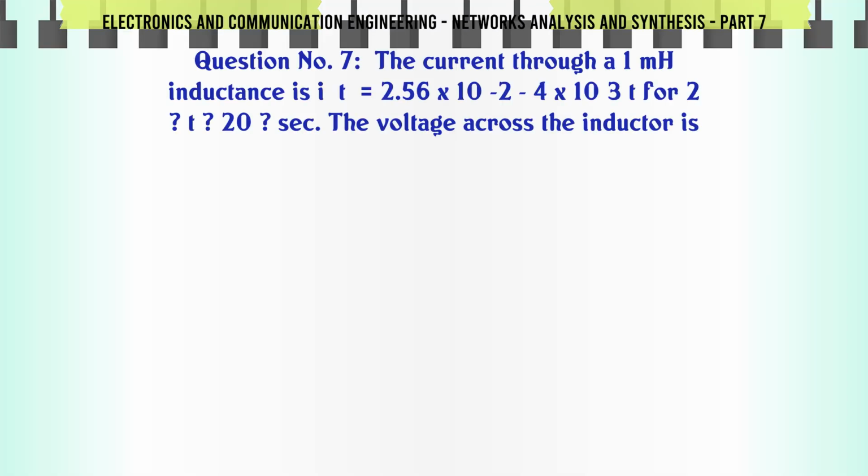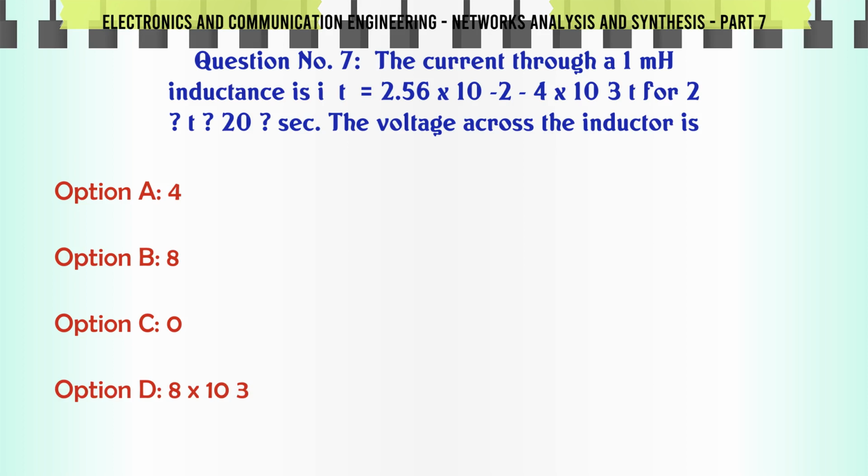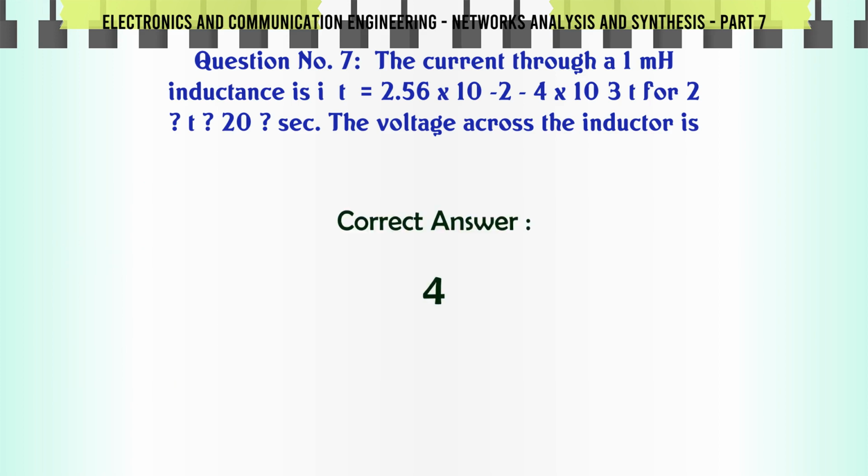The current through a 1 mH inductance is i(t) = 2.56 × 10⁴ t × 10⁵ for 0 ≤ t ≤ 20 seconds. The voltage across the inductor is: A, 4; B, 8; C, 0; D, 8 × 10⁵. The correct answer is 4.